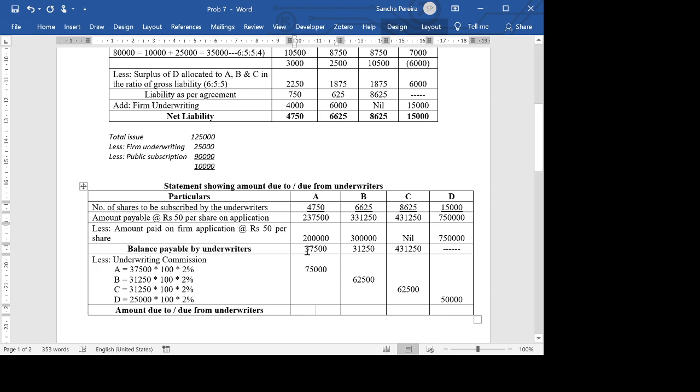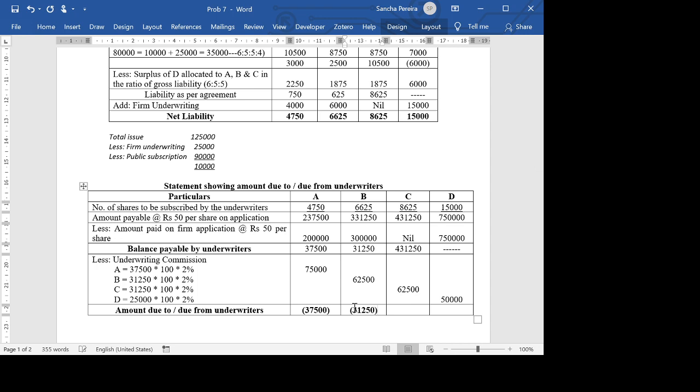In case of A, A has to pay 37,500, company has to pay 75,000. So basically the company has to pay. Since we are in the books of the company, I put it in brackets, it will be 37,500. In case of B, B has to pay the company 31,250, the company has to pay B 62,500. So the company will have to pay B how much?